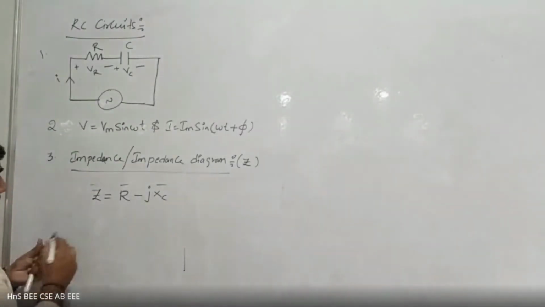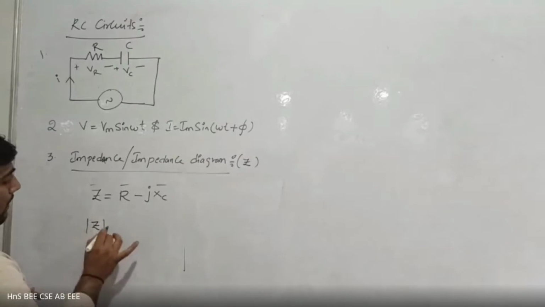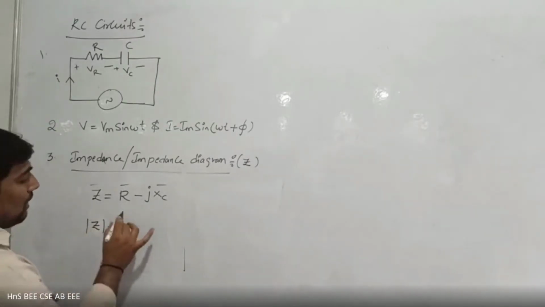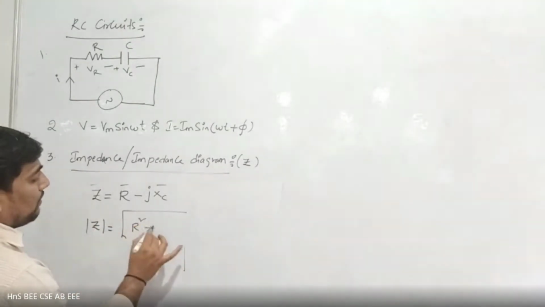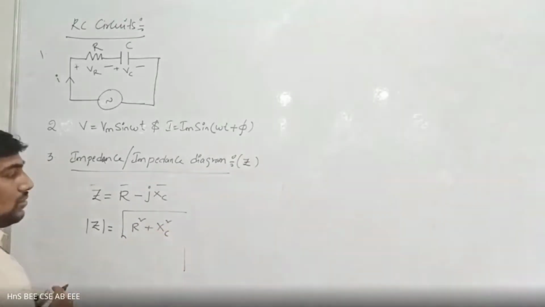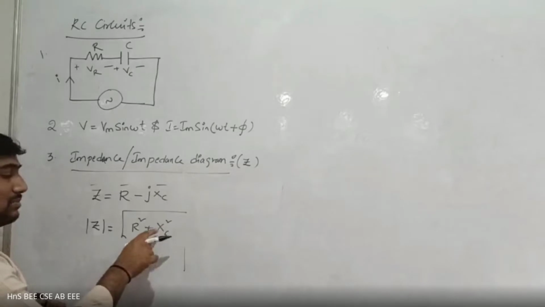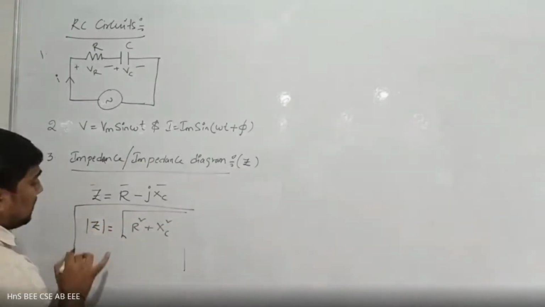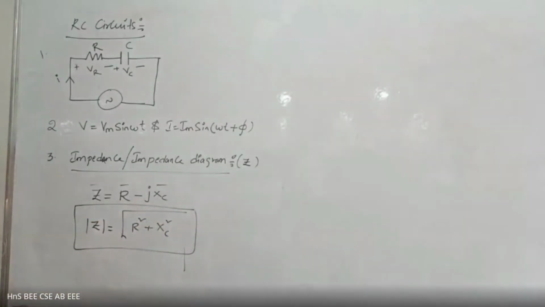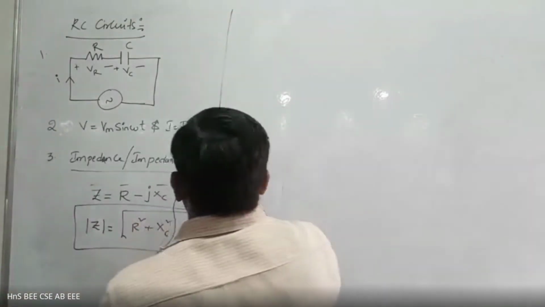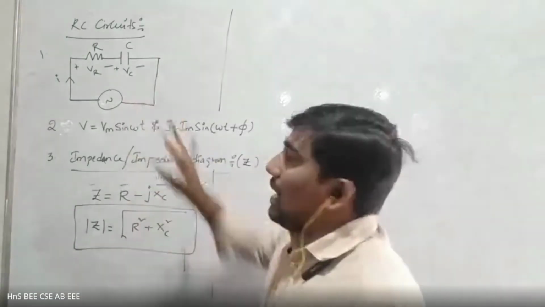Now coming to the magnitude: mod Z equal to under root of R square plus XC square. Actually this is R square plus minus XC whole square. Minus of minus, it is plus. Simply we have to take Z equal to under root of R square plus XC square. Now coming to the impedance diagram of RC circuit.